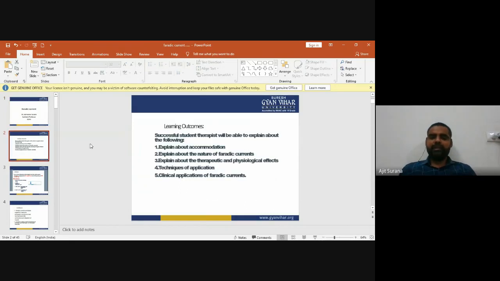First of all, the learning objectives, or learning outcomes, of the Faradic currents. Successfully, student therapists will be able to explain accommodation, the nature of Faradic currents, the therapeutic and physiological effects, techniques of application and clinical applications of Faradic currents. These are the learning outcomes of Faradic type of currents.